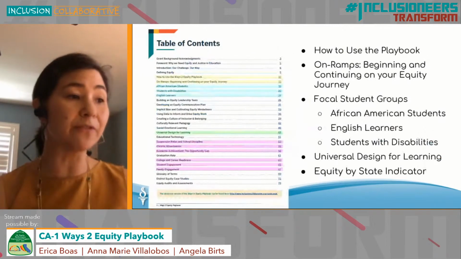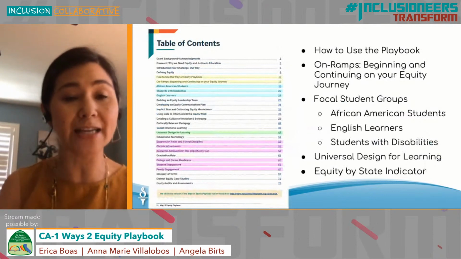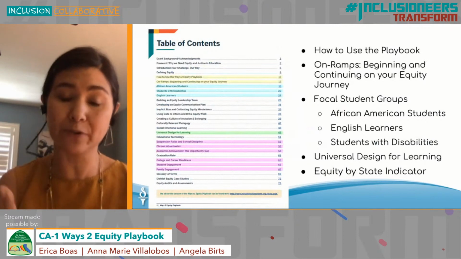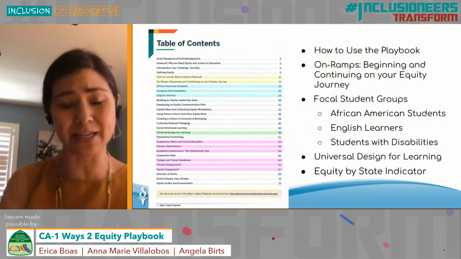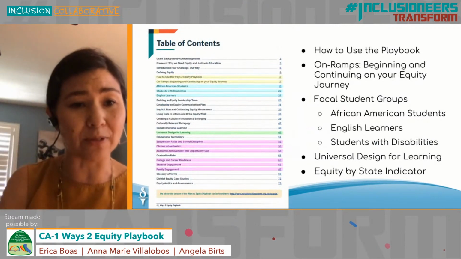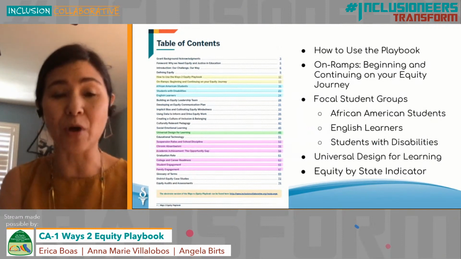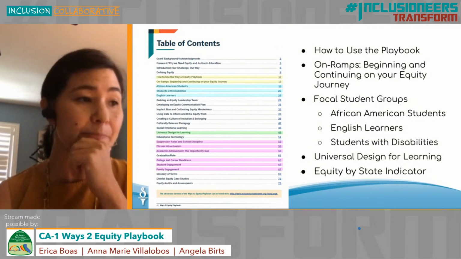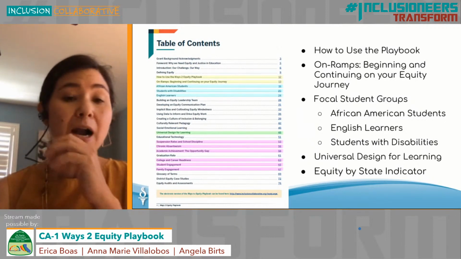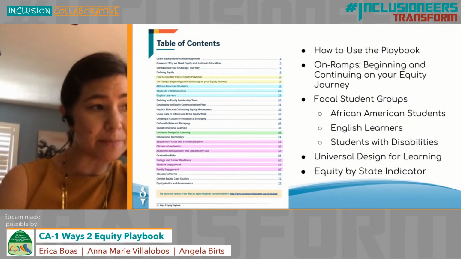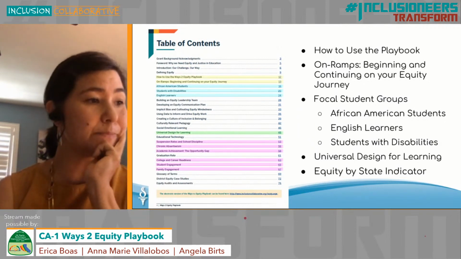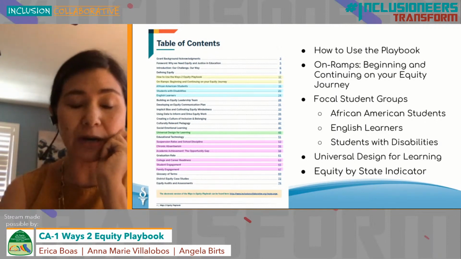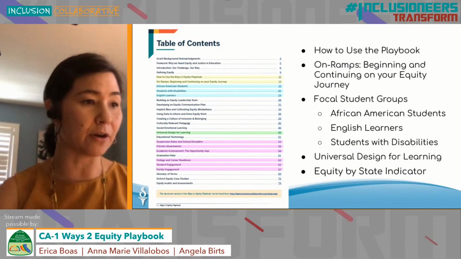So next is our table of contents, and I want to mention that if you access the attachments in our presentation portal, we've provided you a copy of the table of contents. It's useful as an outline for what we are offering with this 80-page playbook. What we've highlighted here are some of the sections that we think are important for understanding how this playbook has been put together.